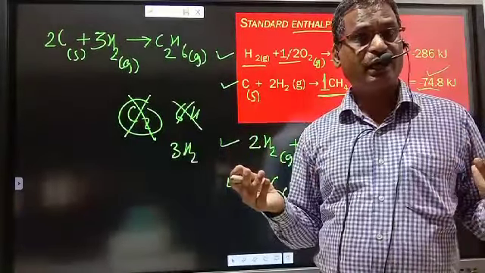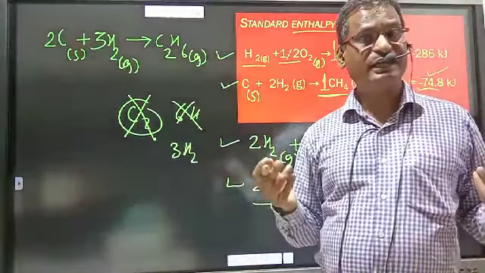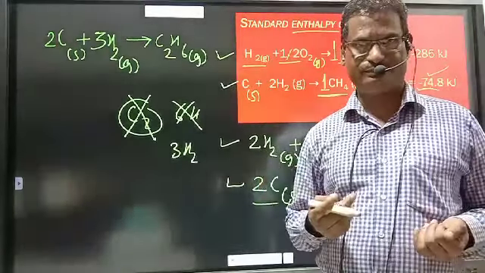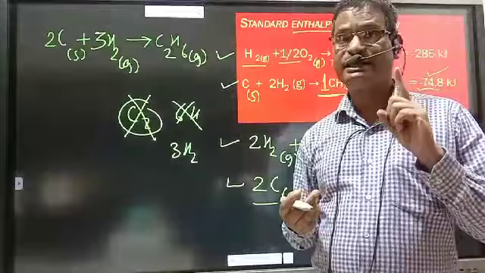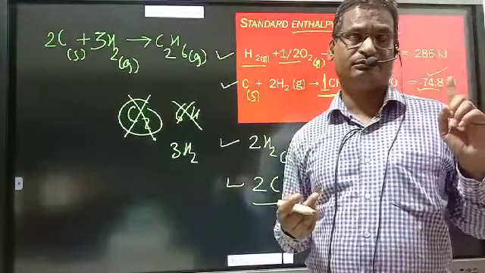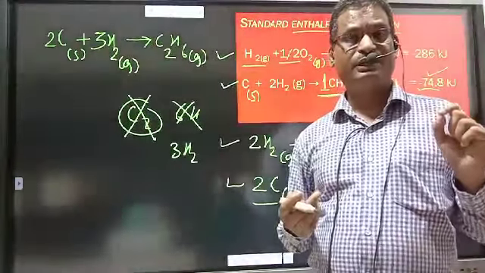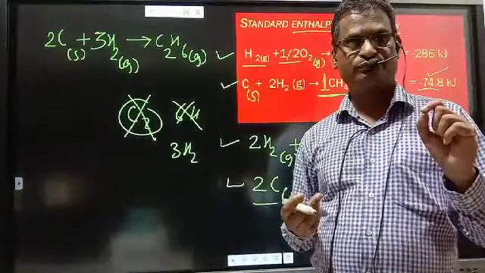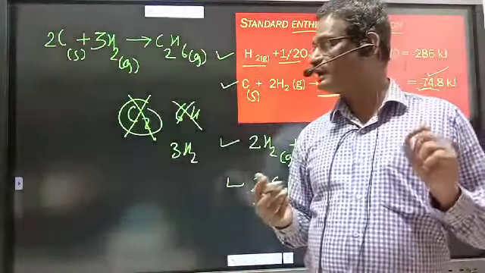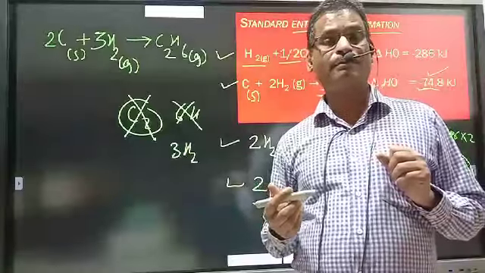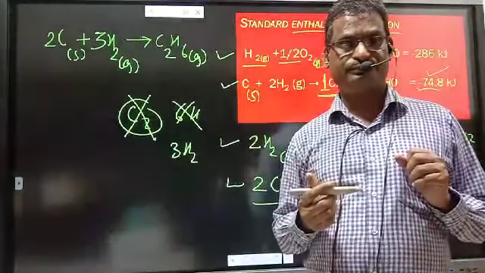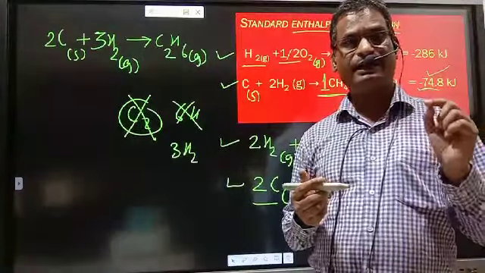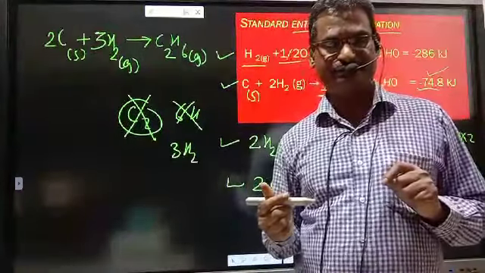What is delta N now? Delta N is the change in number of moles during the reaction, where only the gaseous state is considered. We are studying it since your 11th standard. Change in number of moles. Delta N is the number of moles of product minus number of moles of reactant present in the gaseous state.